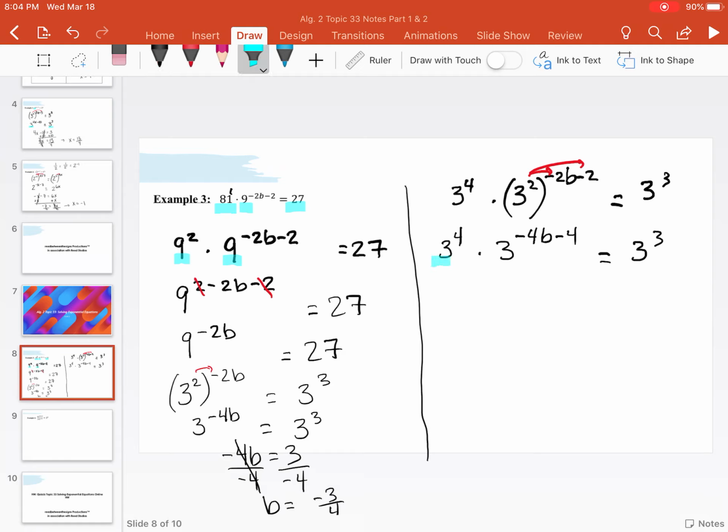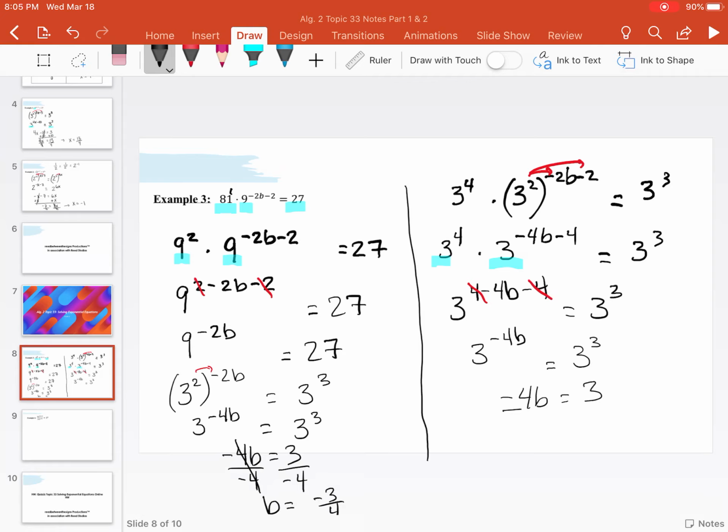On the left-hand side, we notice that we have the same base, so we can add the exponents. So we get 3 to the 4 minus 4b minus 4 equals 3 cubed. If we have a positive 4 and a negative 4, those cancel out. So we get 3 to the negative 4b equals 3 cubed. Now that they have the same base, we can drop it and get negative 4b equals 3. Divide both sides by negative 4. And we get our same answer of b equals negative 3/4. So it's up to you. If you want to ignore 27 right off the bat, you can. If you want to include it in your thought process, you also can.